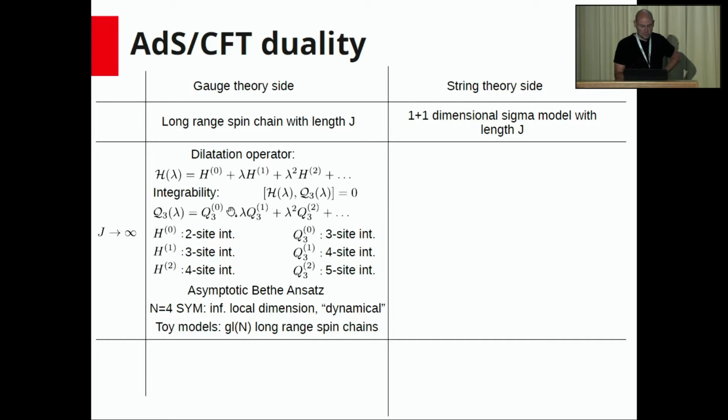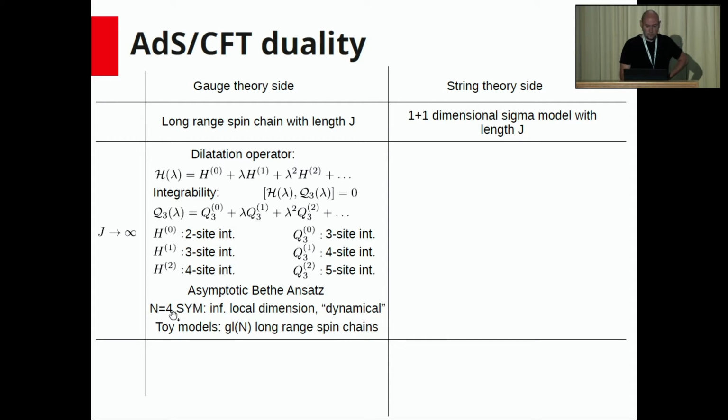And this dilatation operator is integrable, which means there exist higher charges, for example this Q3, for which the leading order is three-site, the second order is four-site, and so on. Because of the integrability, the spectrum can be obtained from an asymptotic Bethe ansatz.